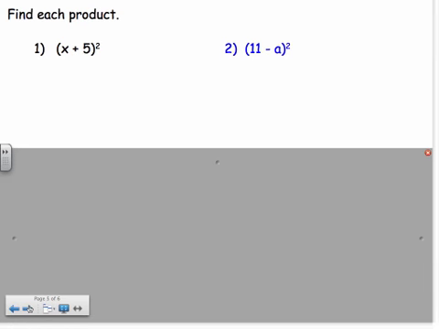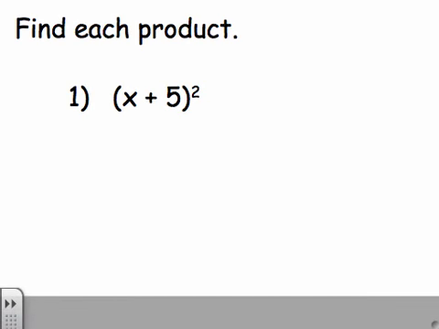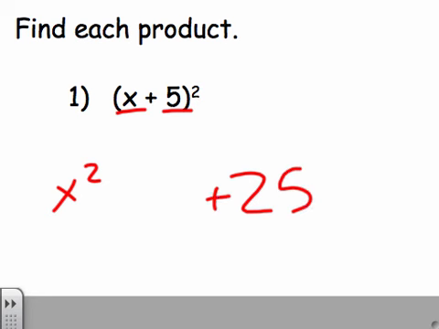So let's apply these special products with some examples. So look at the first one. I've got the square of a sum. So remember, square the first term, square the second term at the end. It's a positive 25. And then we multiply the two. So 5 times an x is a 5x. And we double it for a positive 10x. And I'm done.